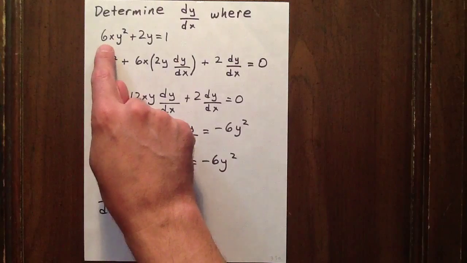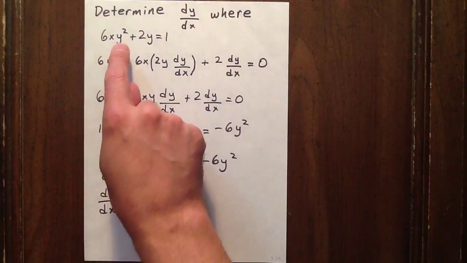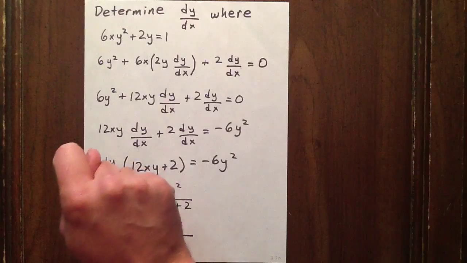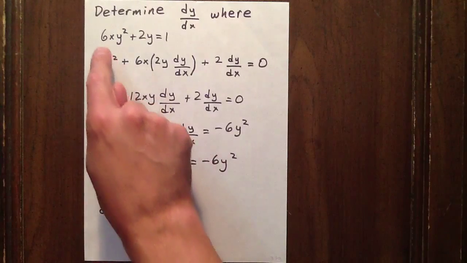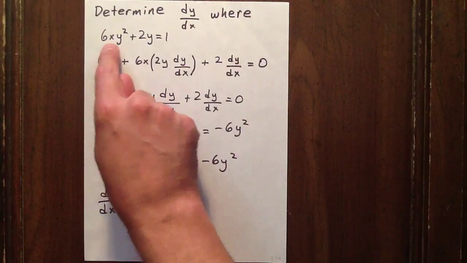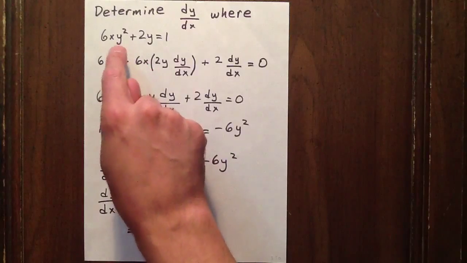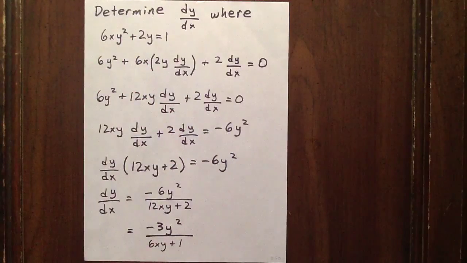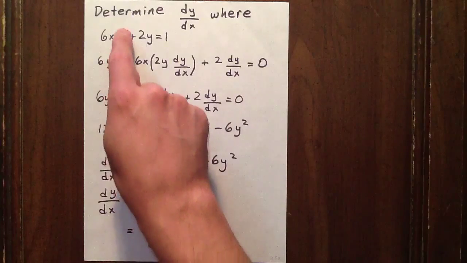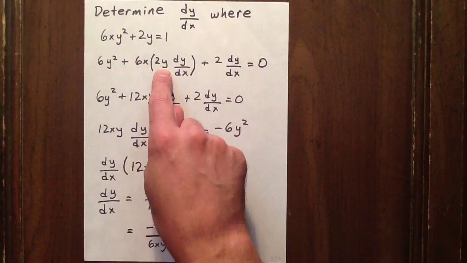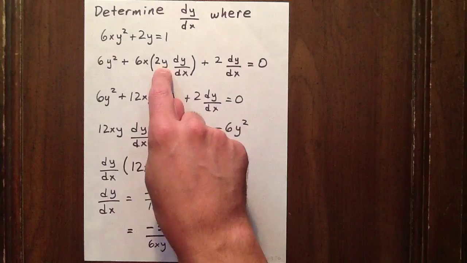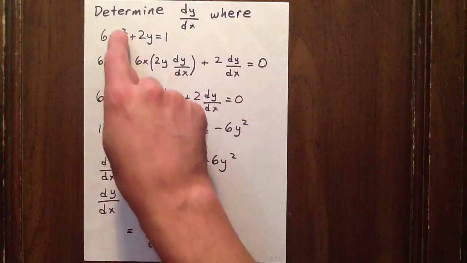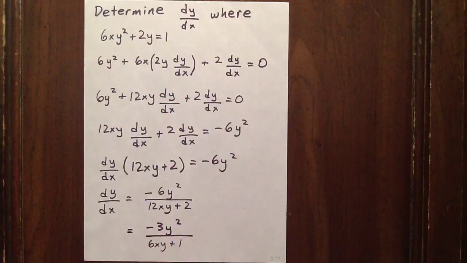Derivative of the first with respect to x is just 6 times the second, which is y squared, plus the first, 6x, stays 6x times the derivative of the second. And here's where we use the chain rule. The derivative of y squared with respect to y is 2 times y to the exponent 1, times the derivative of the interior of that bracket with respect to x.